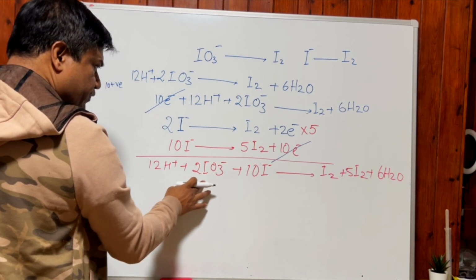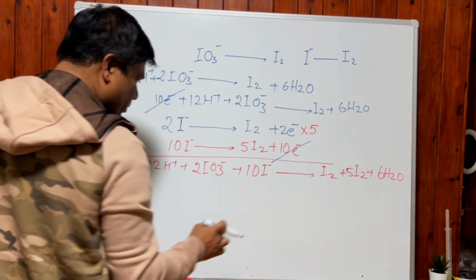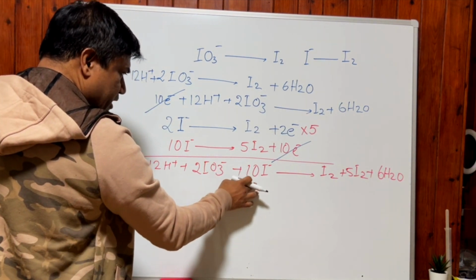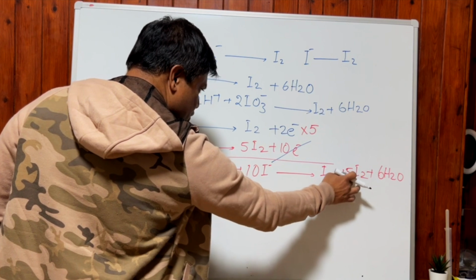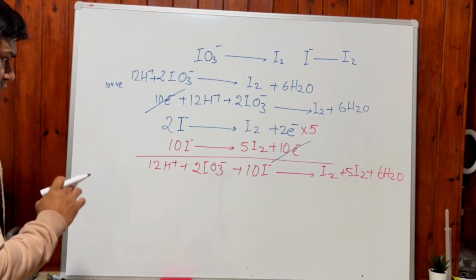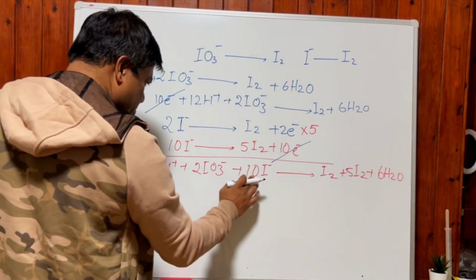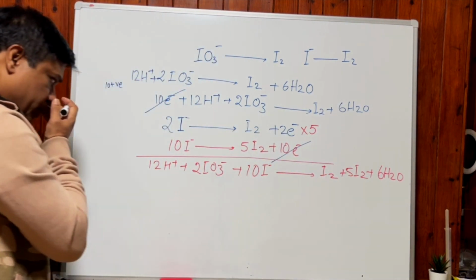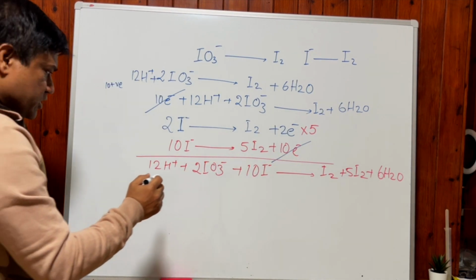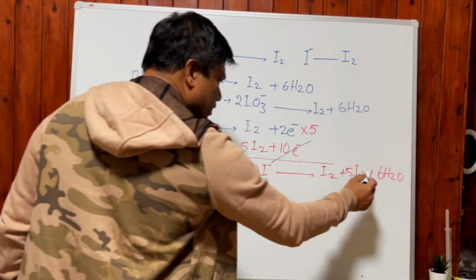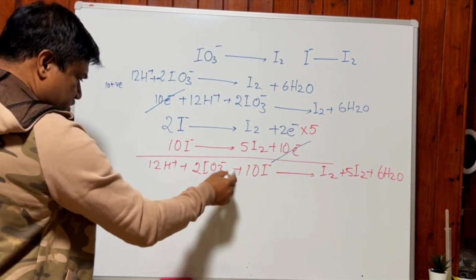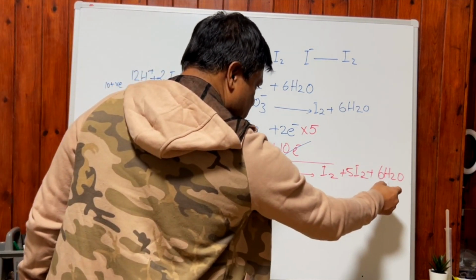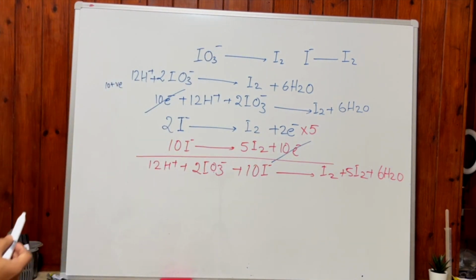2 iodine from that side, 2 from this side. 10I minus, 5 times 2, 10. So how many total iodine? 2 plus 10, 12. How many oxygen atoms? 2 times 3, 6, 6 here. Hydrogen atoms, 12 hydrogen atoms. 6 times 2, 12 hydrogen atoms.